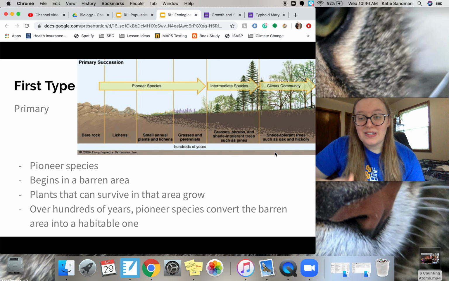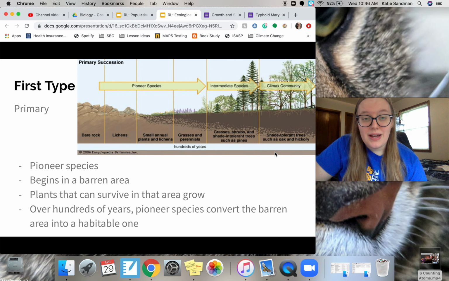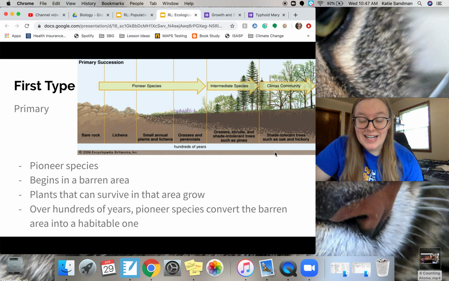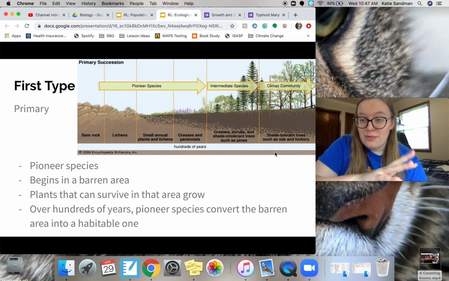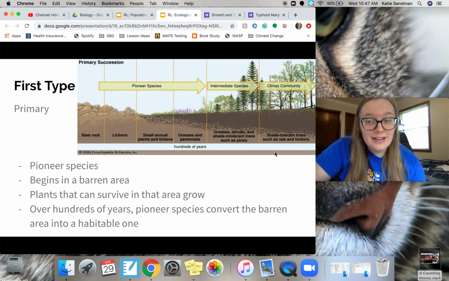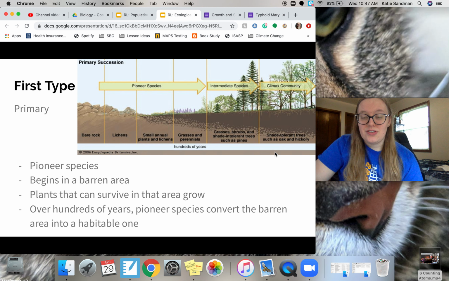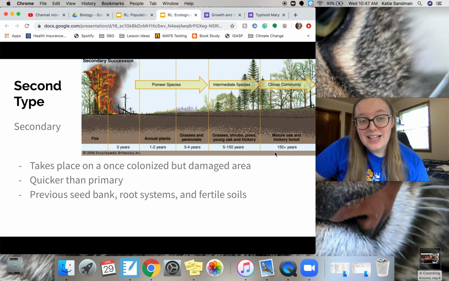So our first type of succession is called primary succession. This starts in an uninhabited land, and it begins by a pioneer species, such as lichens or shrubs. So plants that can survive and grow in that area when it's a barren land, kind of like a rocky area, they start to grow in that area. And over hundreds of years, so kind of like evolution, this doesn't happen overnight, other species start to move into that area, and then it becomes a habitable land. So that's primary succession.